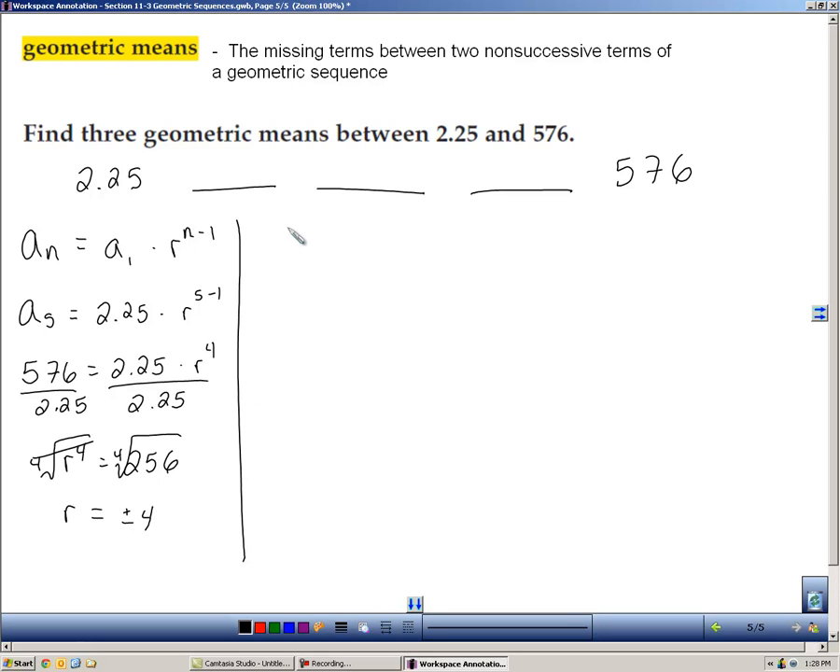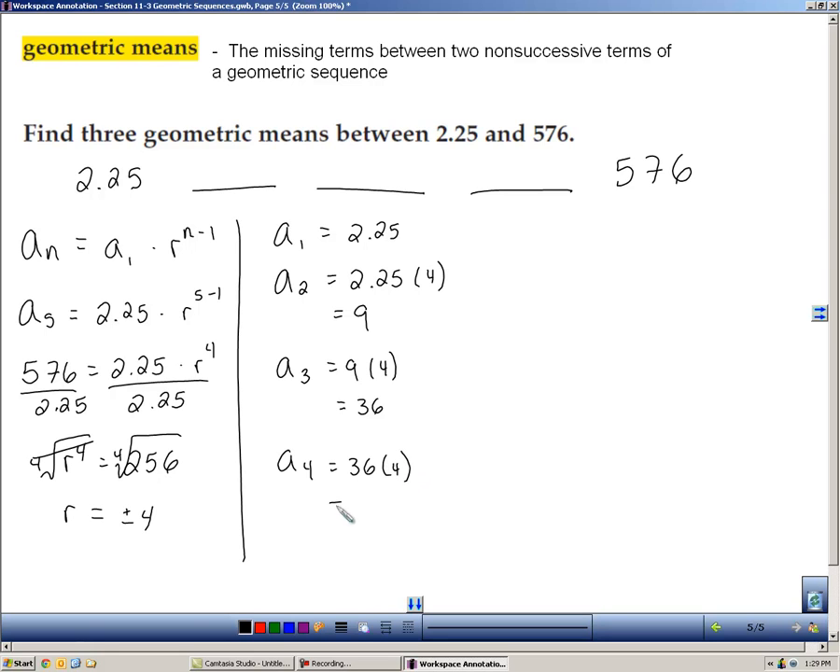So the first one, I'm going to start with positive 4. I know that a sub 1 is 2.25, and then a sub 2 is going to be that 2.25 times the positive 4. And then a sub 3 is going to be that 9 that I just got times the 4. And then finally a sub 4 is the 36 that I just got times the 4. So that's one set of solutions, the second, third, and fourth value.